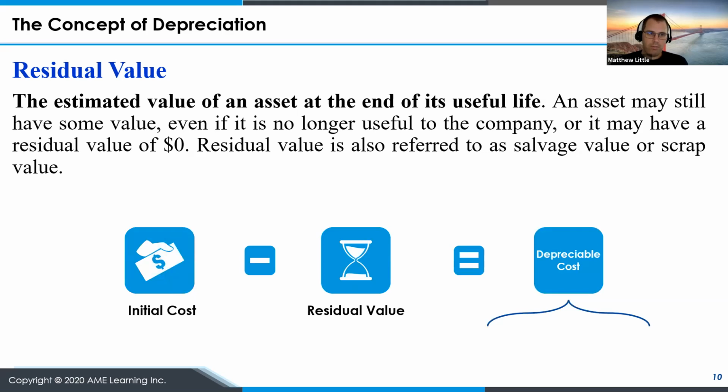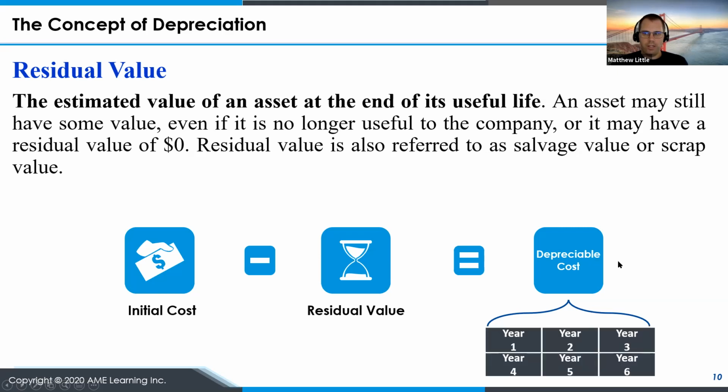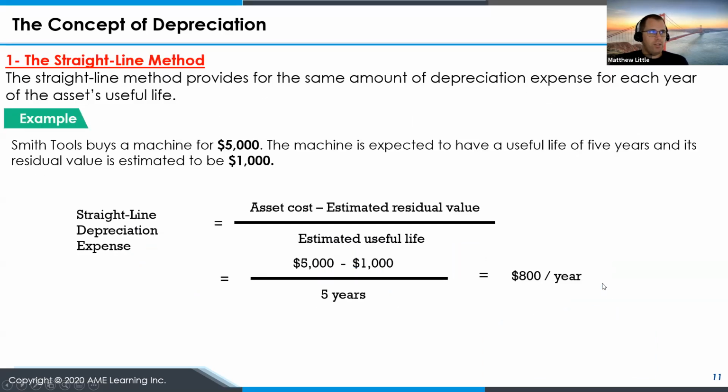And this is important because for depreciation purposes, we always start with the initial cost. We subtract the residual value, and that determines what our depreciable cost is. That depreciable cost then is amortized or depreciated over the years of that asset based on one of those 3 methods we just spoke about. So we'll get into the different methods. First method then is the straight line method. In straight line method, it's the same amount of depreciation per year.